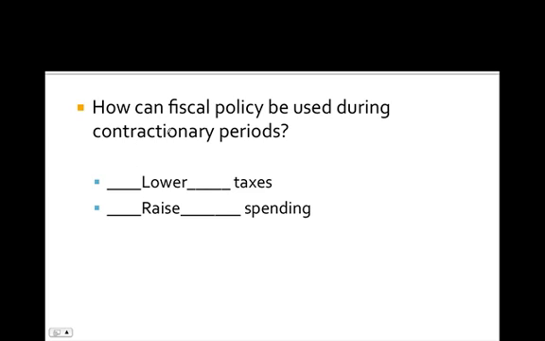So during contraction, we want things to expand. Think again, if you have low blood pressure or low blood sugar, you want to raise that. So you're going to do the opposite. So these types of policies, fiscal and monetary, are counter-cyclical. Hope this helps.